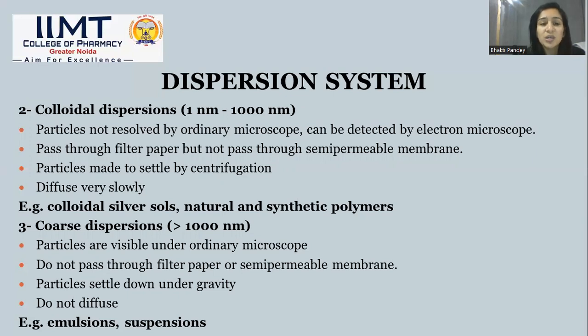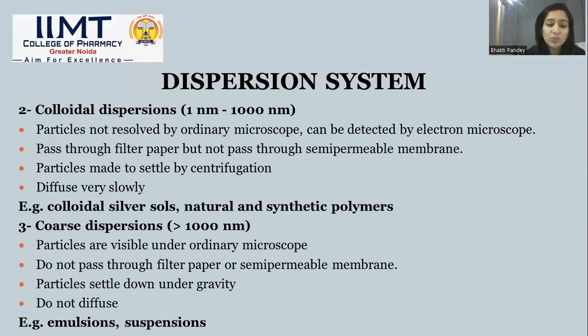In this type of dispersion system, the particles do not settle down because of a property of colloids: they collide with each other. They make collisions with the particles, so they do not settle down easily. They basically show Brownian motion, and that's why they do not settle down easily. So we make the particles settle via centrifugation. Their diffusion is slow. Examples of such dispersions are colloidal silver salts and natural and synthetic polymers.